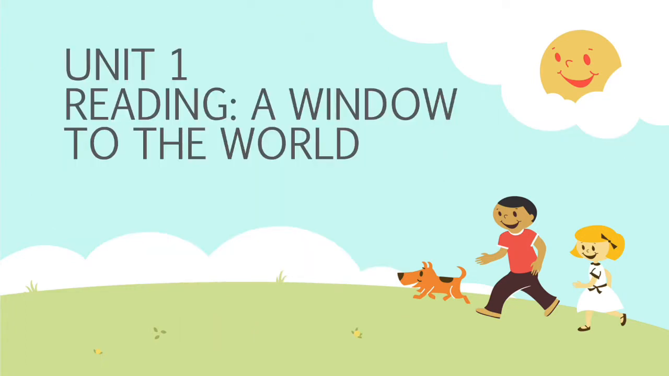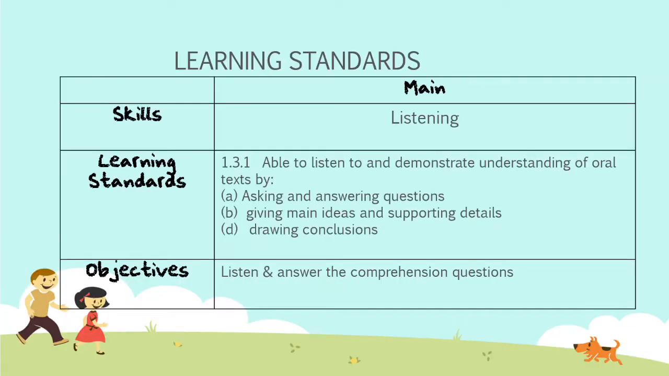So for this week, we are going to look at Unit 1, Reading a Window to the World. The learning standard for this week is 1.3.1. The objective is, by the end of the lesson, you are expected to be able to listen and answer the comprehension questions.